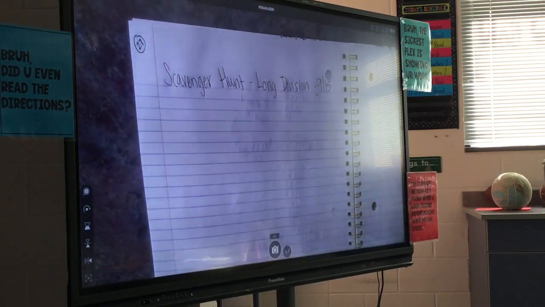When you're solving these problems, you're not writing your remainder as a decimal or a fraction. You're writing your remainder with an R. Okay? So this will be the last time we do our remainders. So enjoy it today.